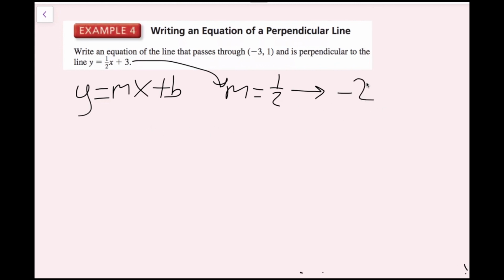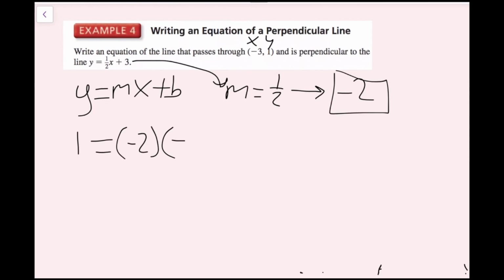So now I'm going to plug my new slope of the perpendicular line in, and I'm going to plug this ordered pair in, because remember, this is the x component, that's the y component, and we're going to be doing this to solve for b. And then once I have my b, I already have my m, therefore I can write an equation in slope-intercept form. So this becomes 1 equals my new slope, which is -2, times -3 plus b. Okay, well, -2 times -3 becomes +6 plus b equals 1.